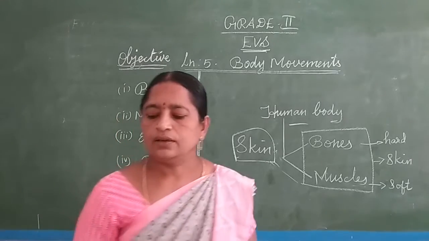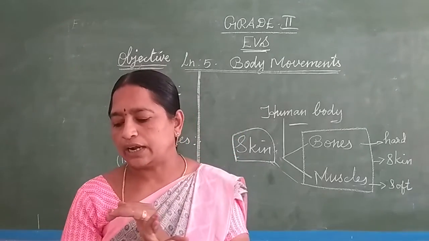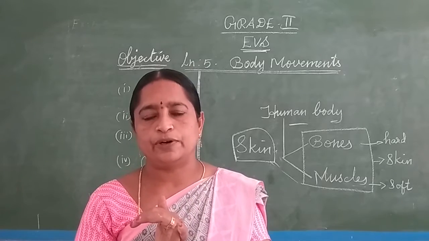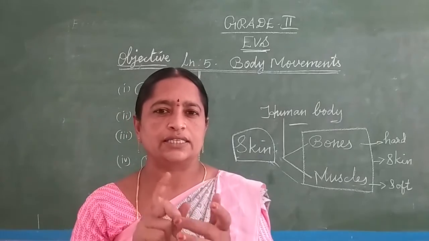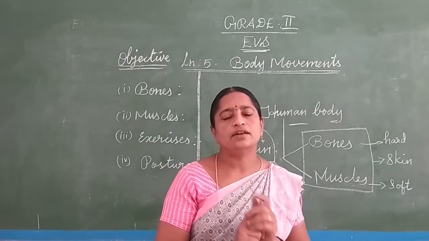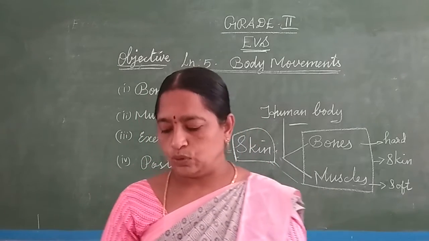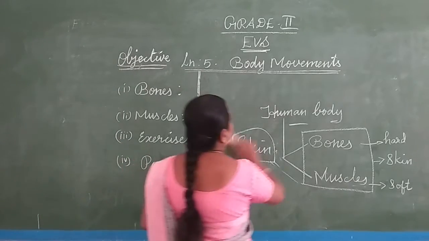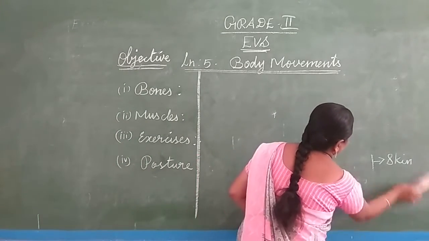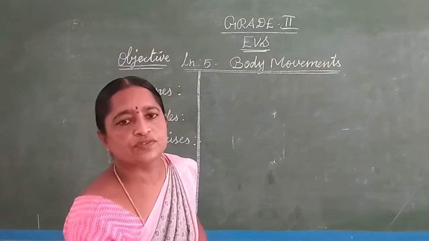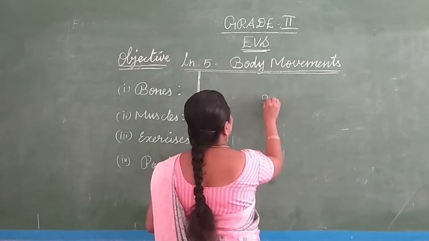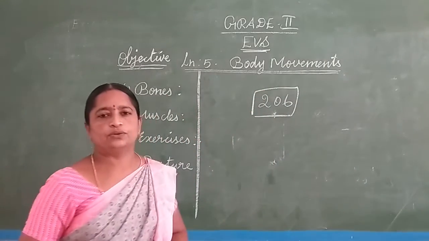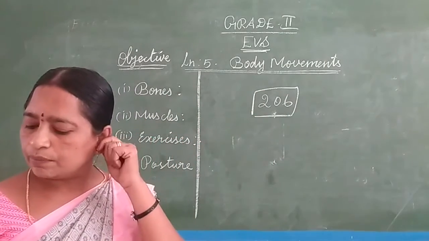So now listen. Bones support and protect the soft internal organs, the inner parts of the body like the brain, heart, lungs and kidneys; these parts are protected by bones. Next, how many bones are we having? We are having 206 bones in the human body. 206 bones in our body.